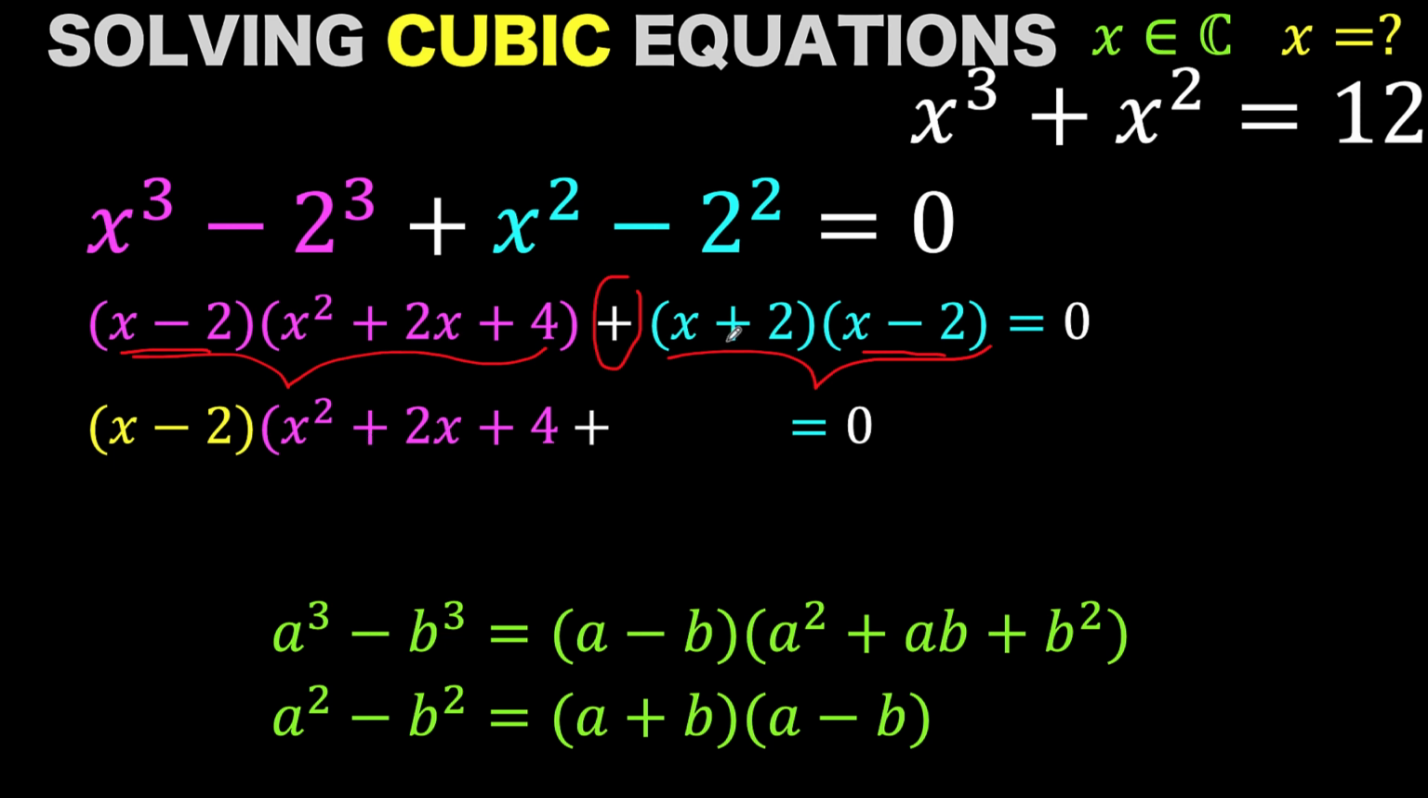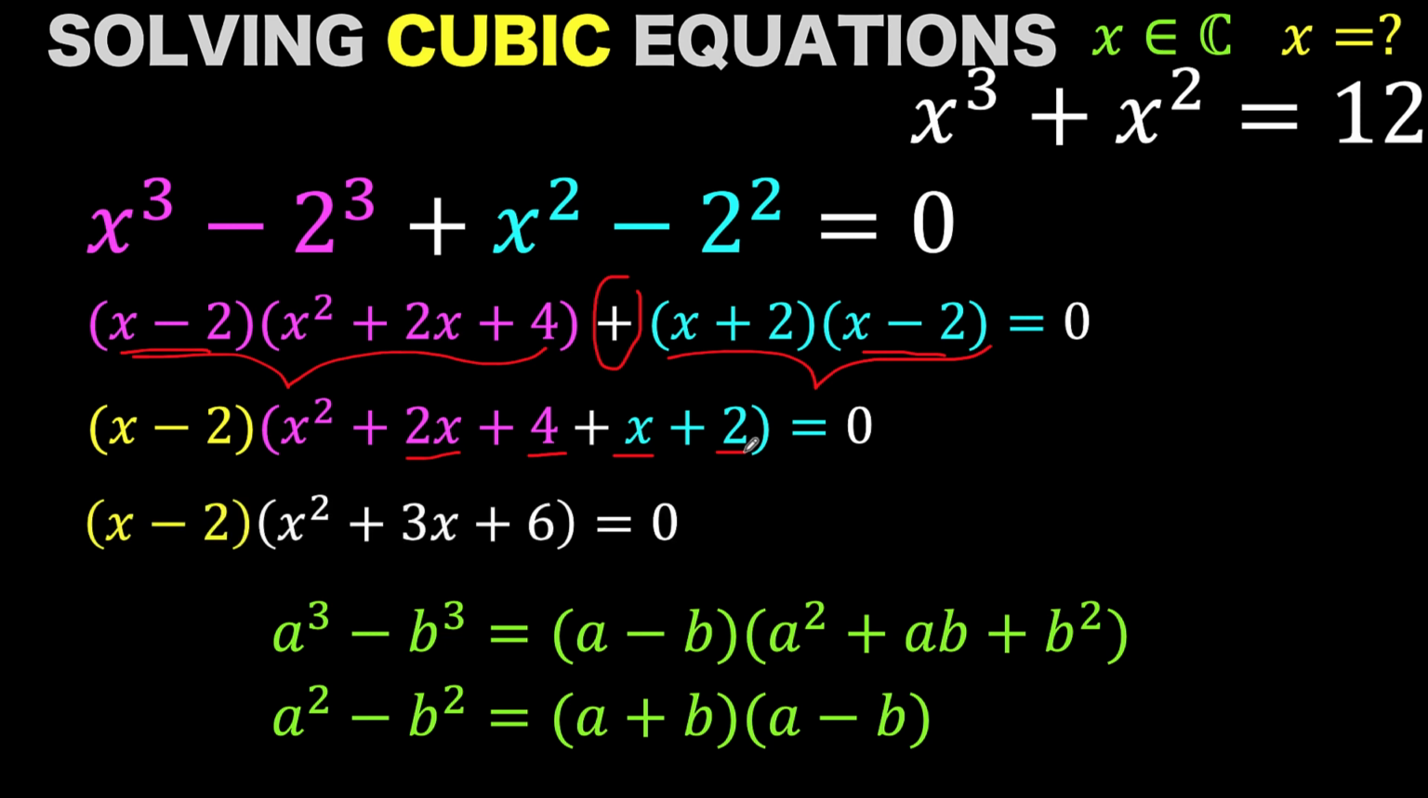Now this quantity x plus 2 times the quantity x minus 2 divided by x minus 2, notice that this x minus 2 and x minus 2 also will be cancelled out, and the resulting quotient would be x plus 2. Then 2x and x are like terms, 4 plus 2 are also like terms. So let's simplify this further. 2x plus x becomes 3x, 4 plus 2 is 6. Just copy all the rest.